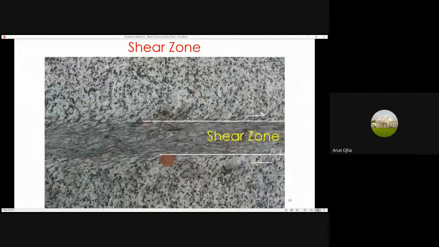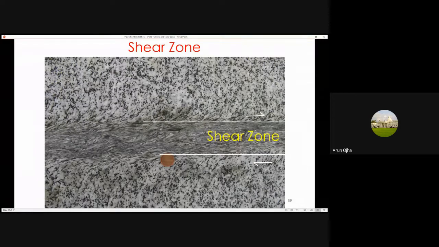So let's see another field example that depicts a typical shear zone. You can see here the zone between these two white lines is the shear zone. You can see there is considerable grain size reduction within this shear zone. You can see the white patches outside this shear zone. These are big blobs of white minerals, and within this shear zone you can hardly see the bigger grain size. So there is considerable grain size reduction within the shear zones.